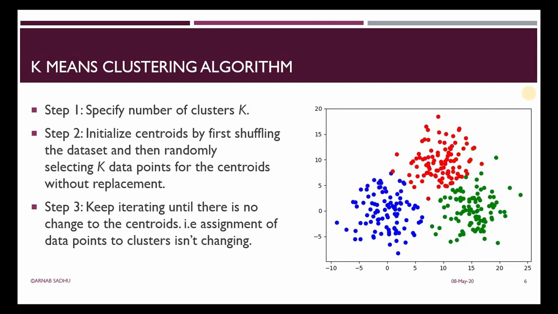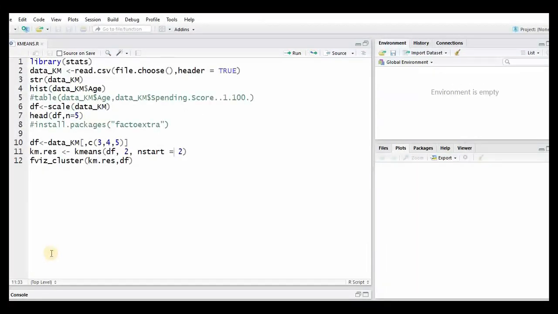Now I will show you how to implement the k-means algorithm in R. Here is my k-means implementation in R. The library that I'll need here is stats. If you have installed this library, you can straight away use library stats, or if you do not have the stats library on your machine, then you can install it using install.packages. Now I have installed it, so I will use library stats straight away, and then I will import the data. I'll import using file.choose, and header is equal to true.